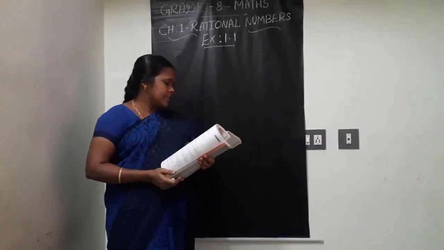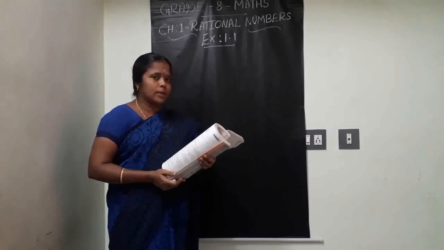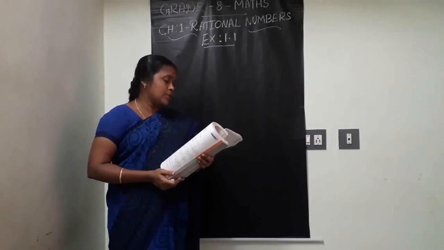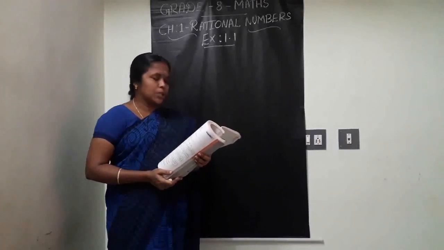See, in exercise 1.1, first section, two sums are there. The first question I solved in the last class itself. Okay, the second question you have to solve. Now I am going to continue from the second question onwards. Clear? What is the second question? Write the additive inverse of each of the following.